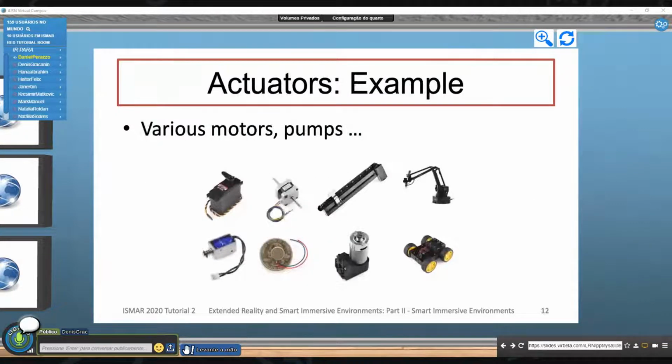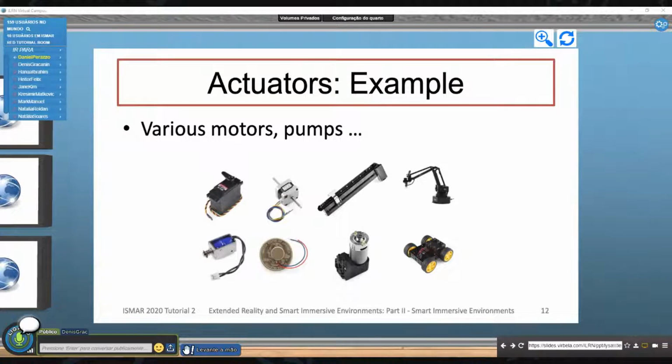Some examples of those actuators include various motors or pumps, even some small vehicles. So again, they range in size, complexity, and power consumption and impact on the physical environment.